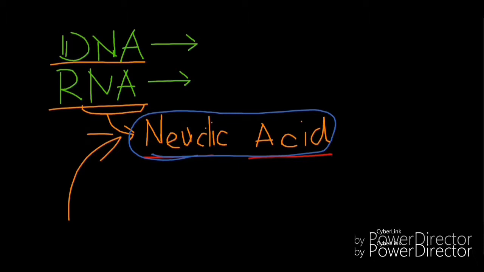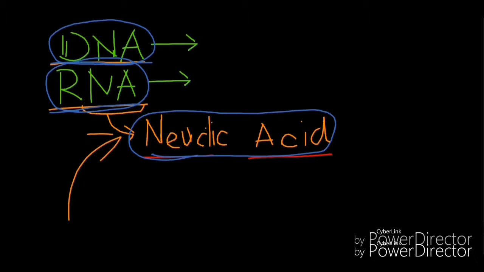Nucleic acid is mainly divided into two kinds. One of them is DNA. You have heard about this many times, I think. Another one is RNA. This is not so familiar or popular yet, but it is very important. DNA and RNA are both nucleic acids, and yes, they have some differences.